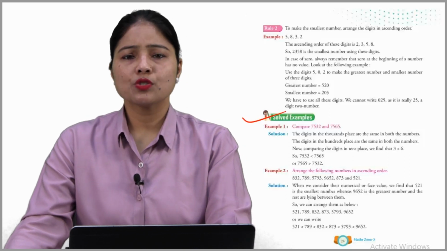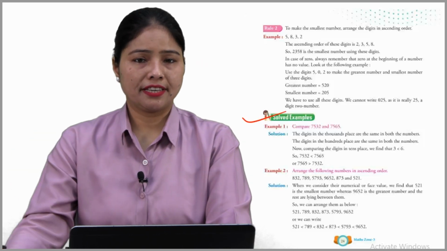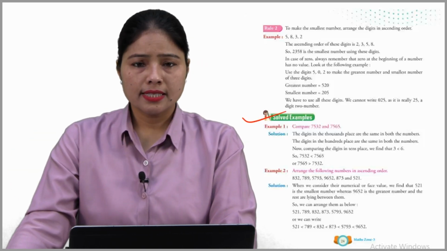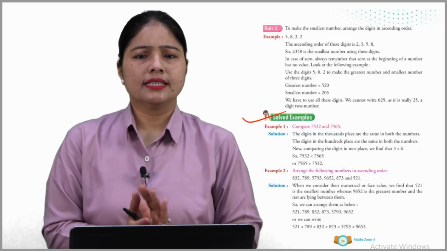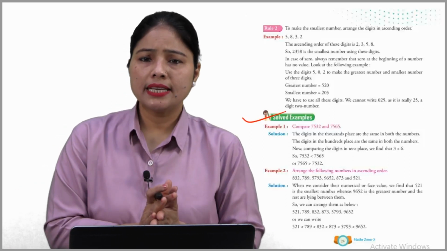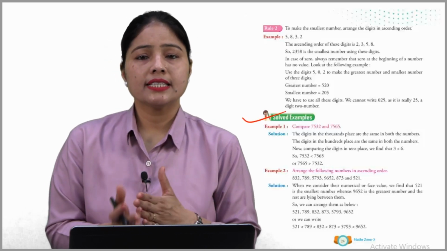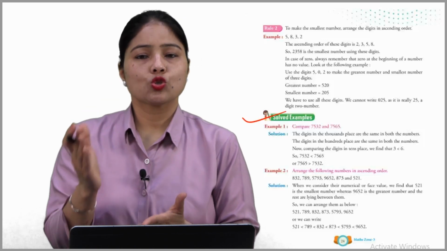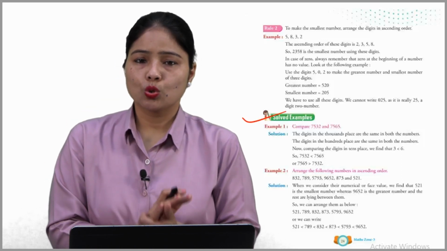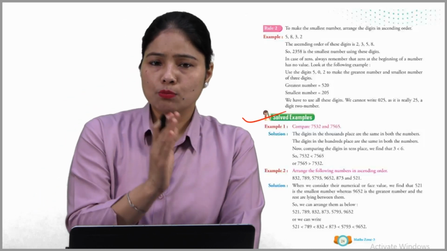Comparing 7532 and 7565. Solution. The digits in the thousand place are the same in both the numbers. The digits in the hundred place are the same in both the numbers. Now comparing the digits in tens place, we find that 3, 6. So 6 is bigger than 3. So 7532 is smaller than 7565.